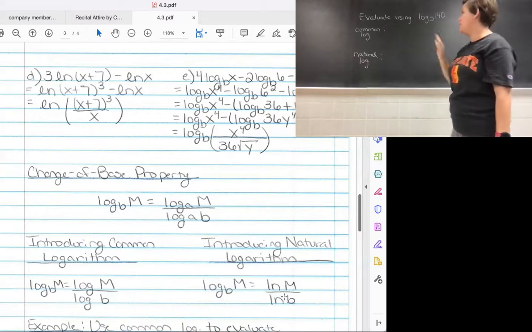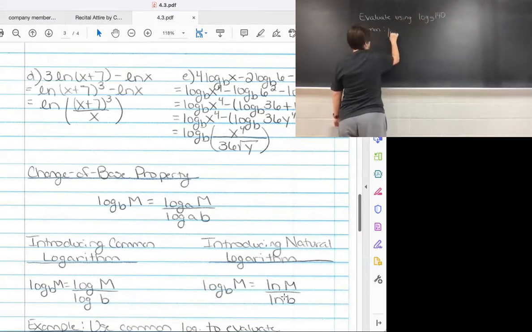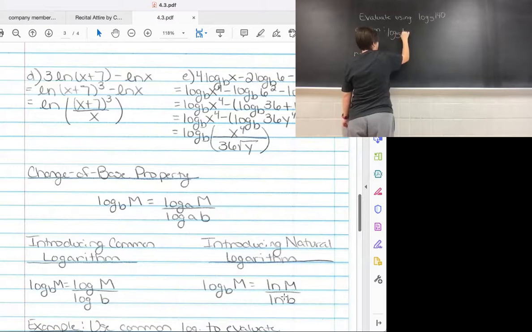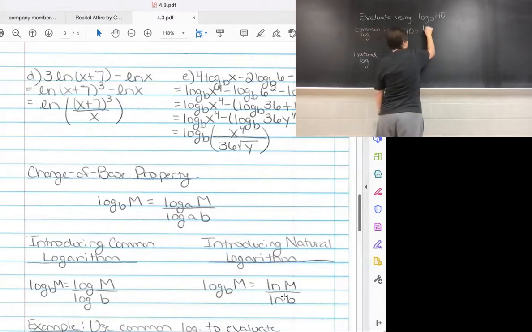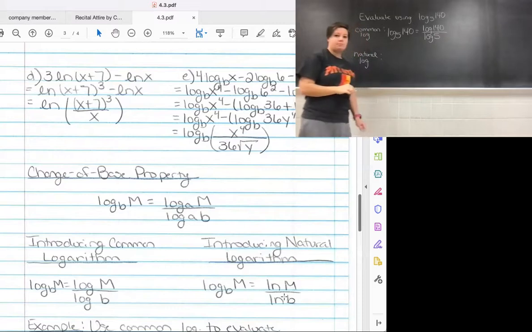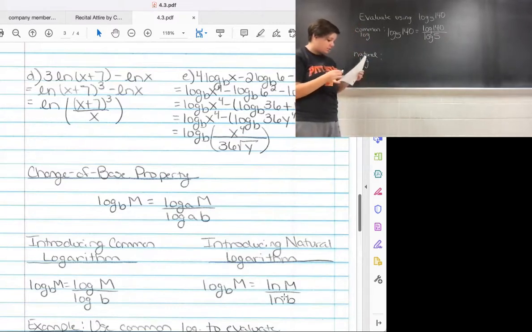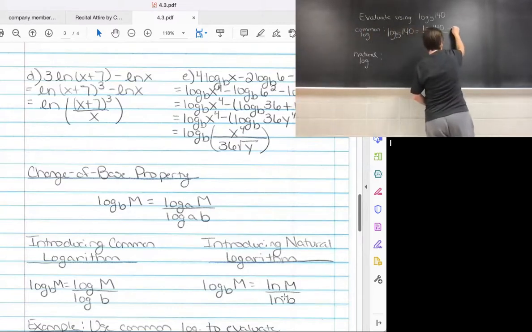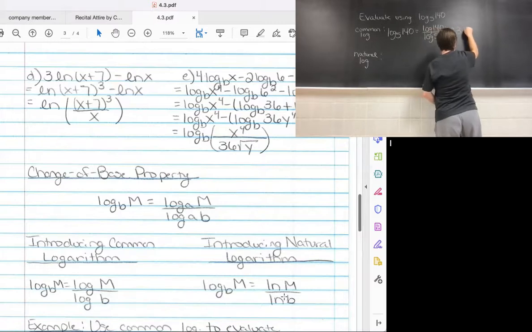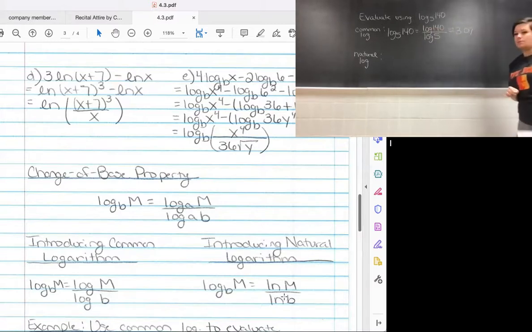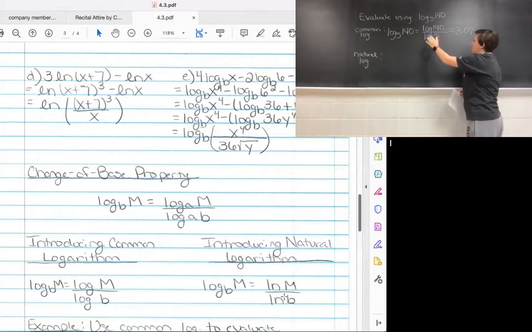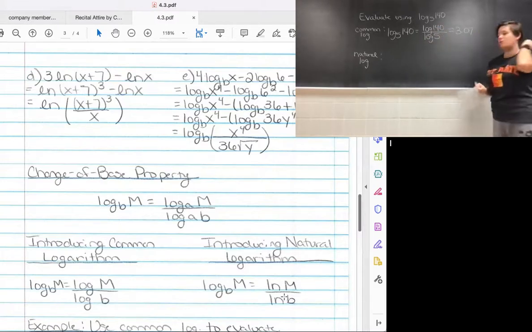And we're going to do it using the common log first. So the common log says that we can have log base 5 of 140, and we can evaluate that by finding the log of 140 divided by the log of 5. If you type those into your calculator, rounding to 2 decimal places, you get 3.07. Because you have the log base 10 of 140 and the log base 10 of 5, and that'll give you 3.07.